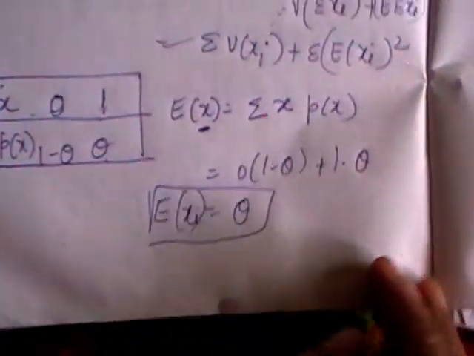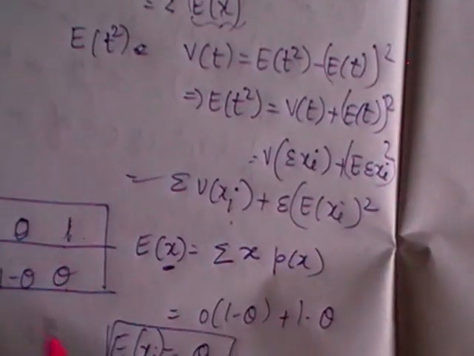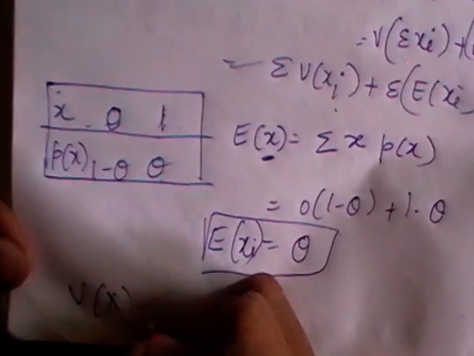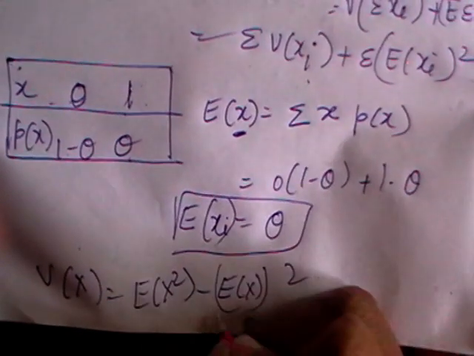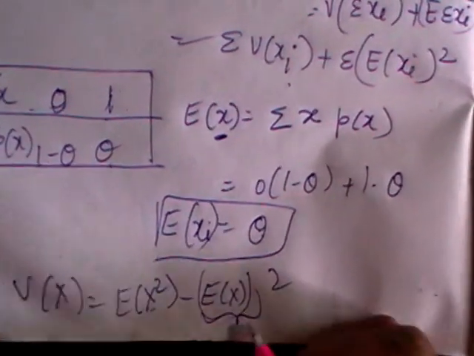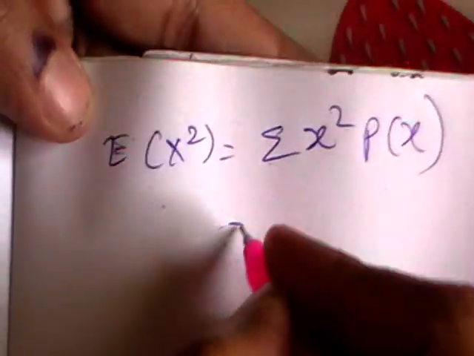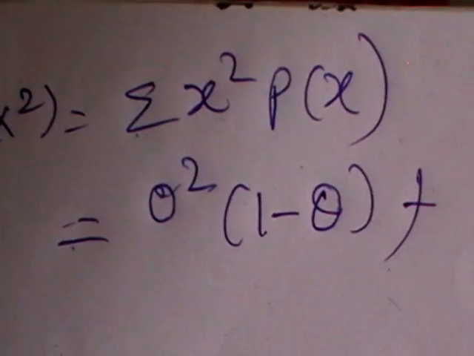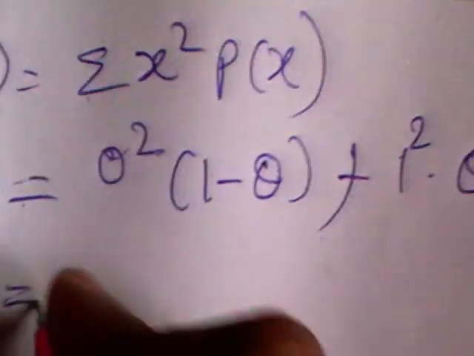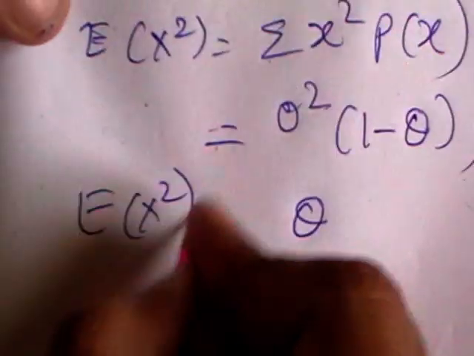Next, you need to calculate the variance of xi. What is the formula for variance of x? E of x square minus E of x whole square. E of x is already with you, theta. You need to calculate E of x square. As this is a discrete distribution, you will start with sigma x square into p of x. X square means 0 square into the corresponding probability 1 minus theta, plus 1 square into theta, which is again theta. So you got E of x square is also theta.